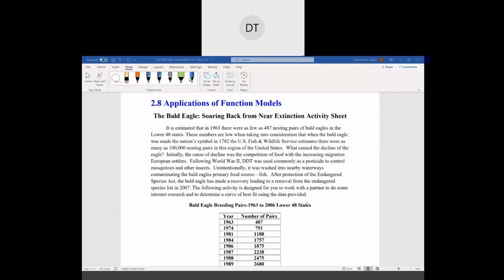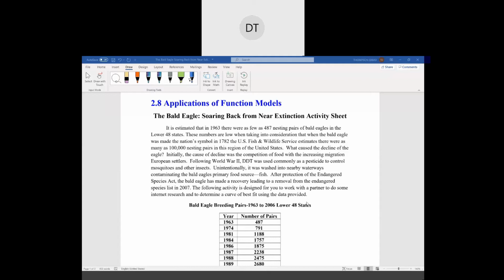Initially, the cause of the decline was the competition for food with the increasing migration of European settlers. Following World War II, DDT was commonly used as a pesticide to control mosquitoes and other insects. Unintentionally, it was washed into nearby waterways, contaminating the bald eagle's primary food source, fish. With the protection of the Endangered Species Act, the bald eagle has made a recovery, leading to its removal from the endangered species list in 2007.